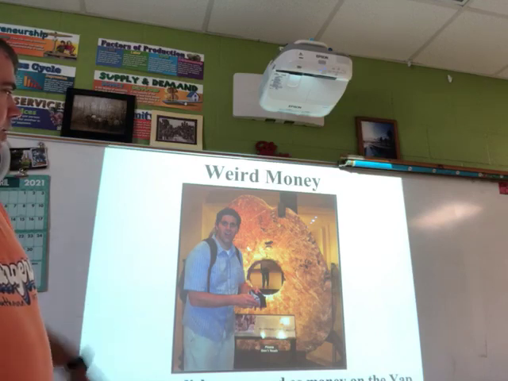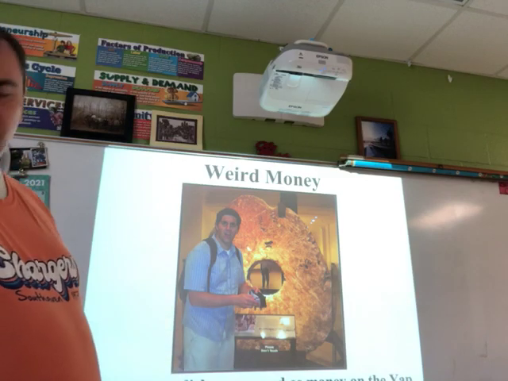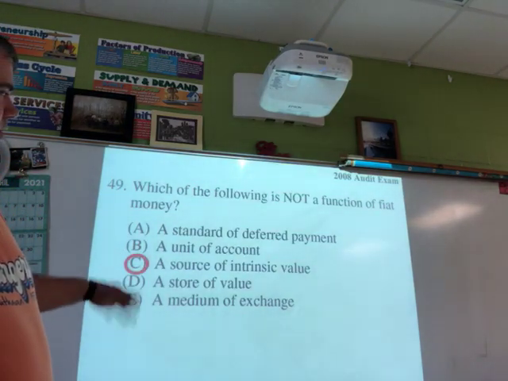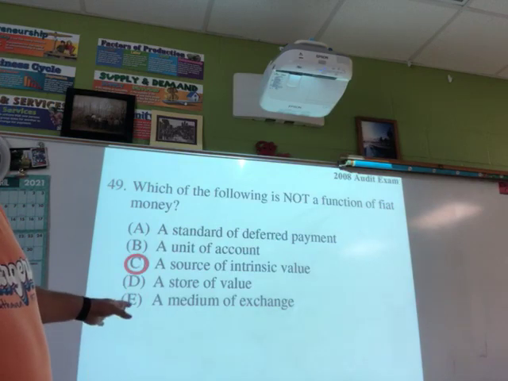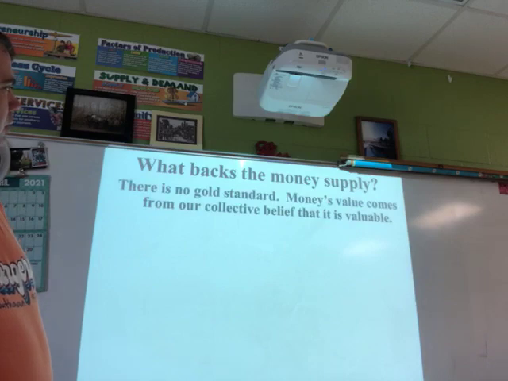All right, so here's weird money. There's a 12-foot wide money. Also, one of the things money should be is portable. That ain't portable. All right, these are just questions. We're not going to take time because you have all these in your PowerPoint on Schoology.